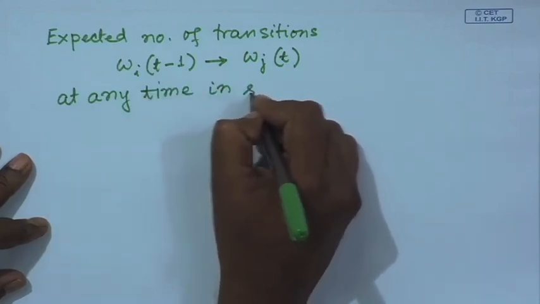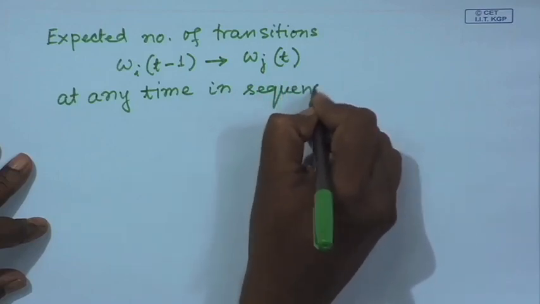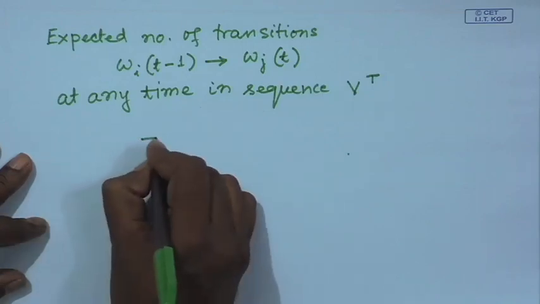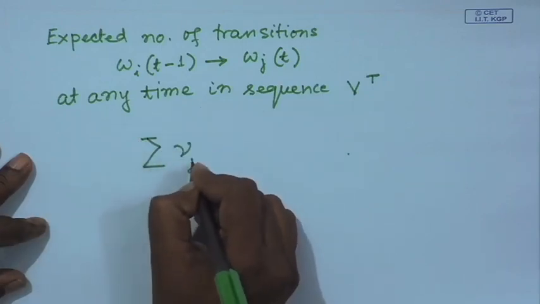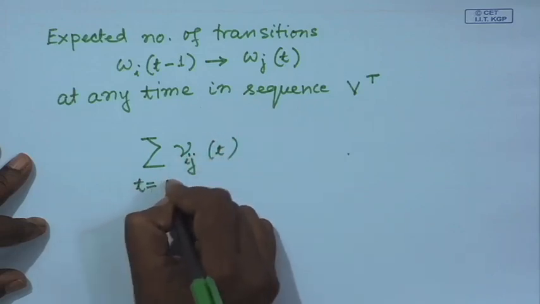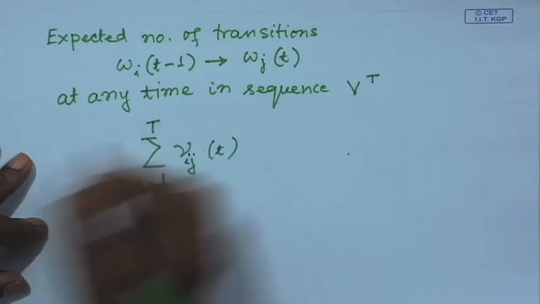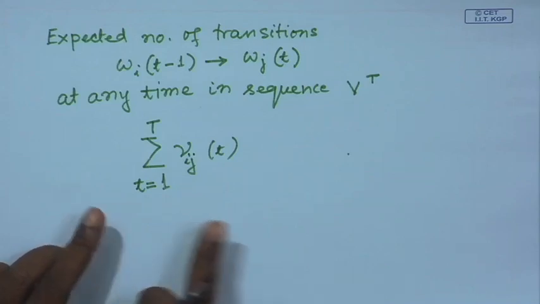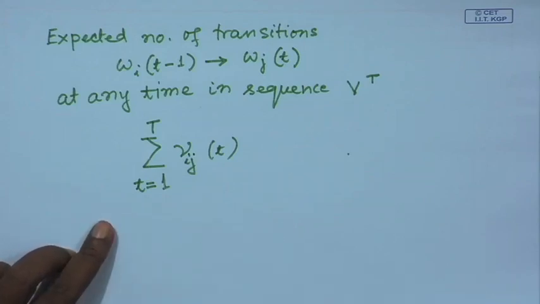In sequence V t, it will be simply the sum of omega i j t, where this summation has to be taken over t equal to 1 to capital T. So, in this entire sequence V t, whenever I have a transition from state omega i to state omega j, I have to sum all of them. That is what gives me the expected number of transitions from omega i to omega j.